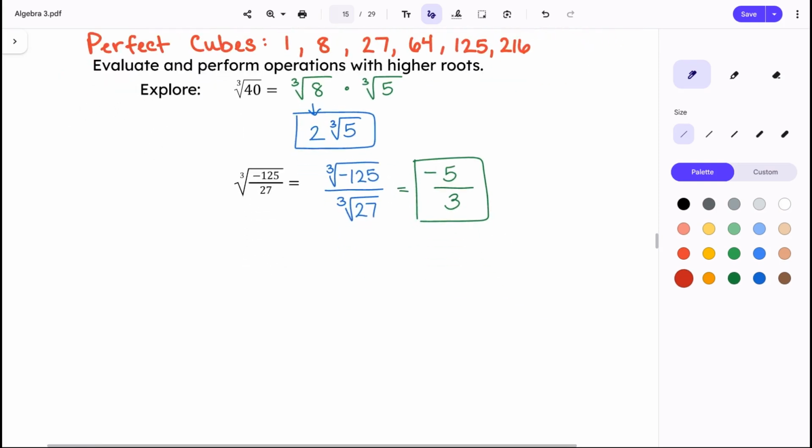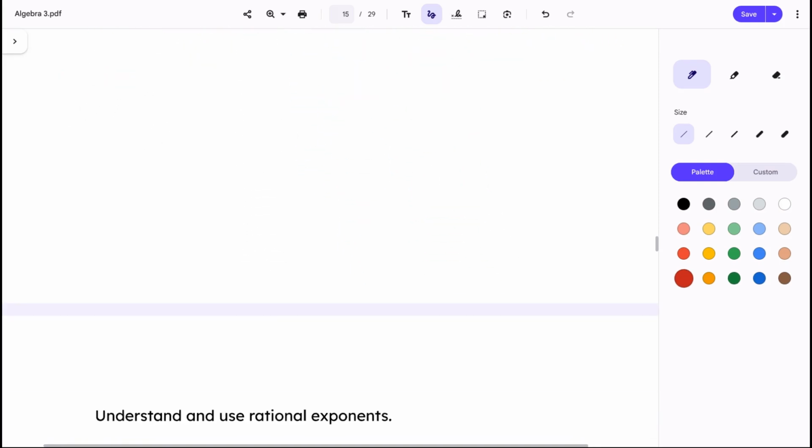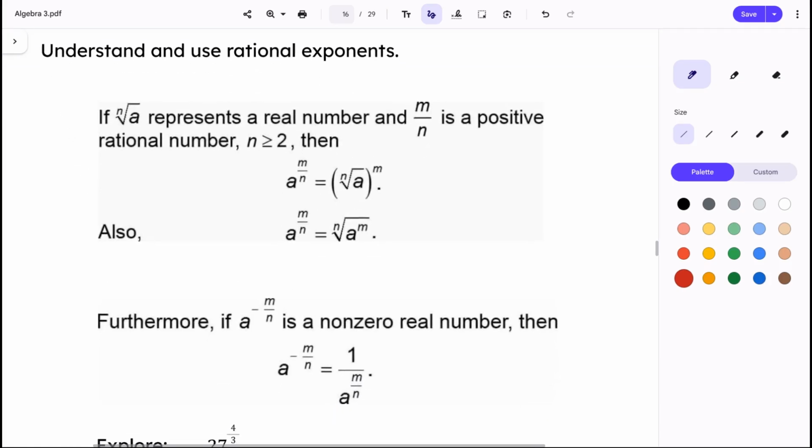All right, if you guys flip over to the next page here, we're going to talk about rational exponents to kind of finish us off, which is when you have an exponent that's written as a fraction. Technically, all square root functions are technically items raised to something with a fraction exponent. Okay, here's what I mean.